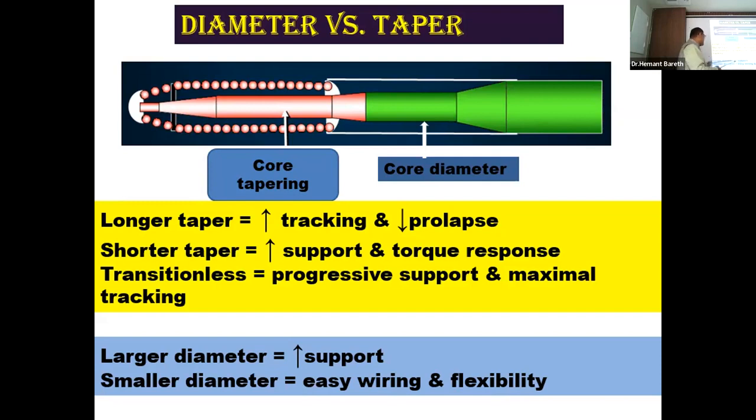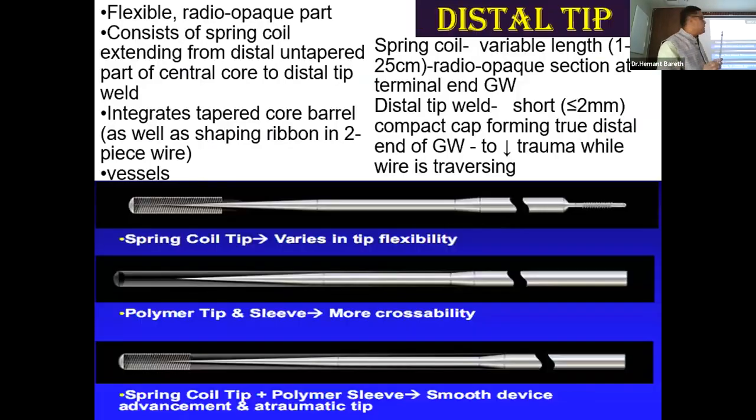A larger diameter is very easy. I told you about the support. If you have a larger diameter, more devices can be passed. With a smaller diameter, bigger devices won't pass, but it will take the shape of the vessel very easily. So trackability will be better and flexibility will be better. Trackability means taking the shape of the vessel, and flexibility means taking side branches, taking tortuosities, etc. So those will improve if you have a small diameter.